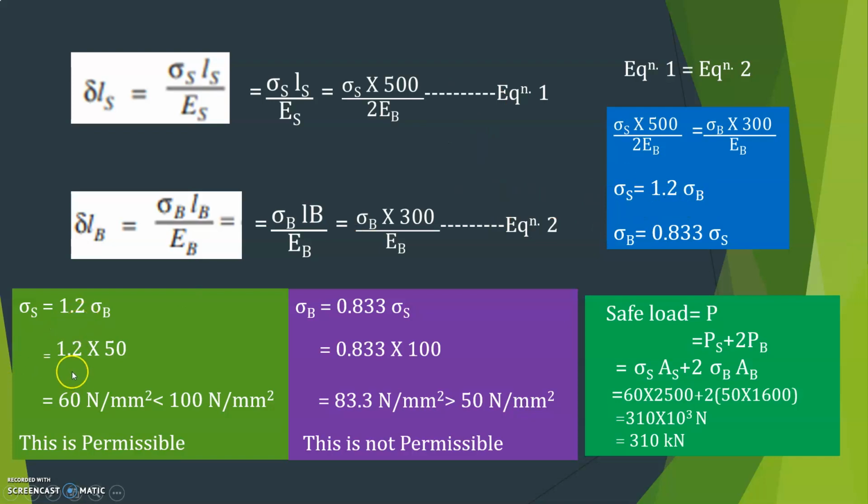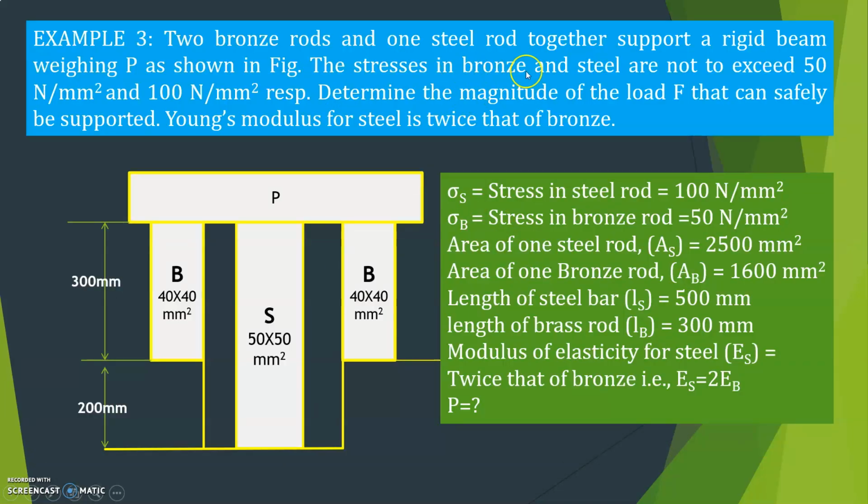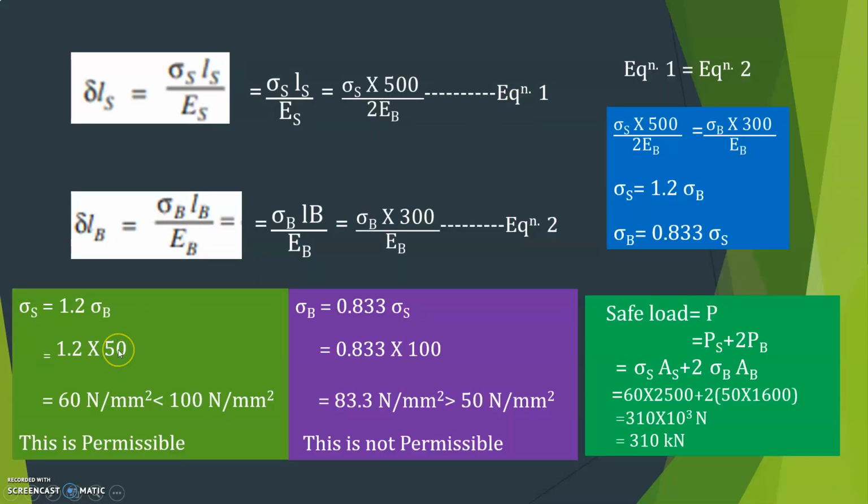So what is this 1.2 into what is the sigma B? It is given here, stress in the bronze and steel rod not to exceed 50. So stress in the bronze rod is 50. Substitute that, 50. What will you get? 1.2 into 50, that is equal to 60 Newton per millimeter square.